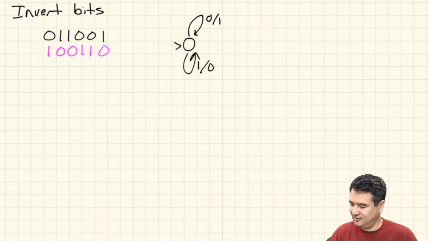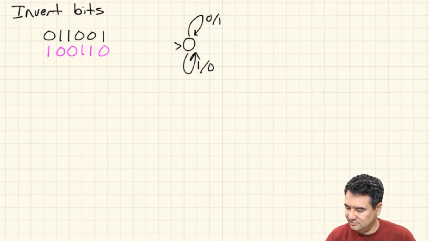That's all it is. So if we go through this string, either from the left or from the right, every time we see a 0, we output a 1. Every time we see a 1, we output a 0. So it works either way on this one. That one's really easy.